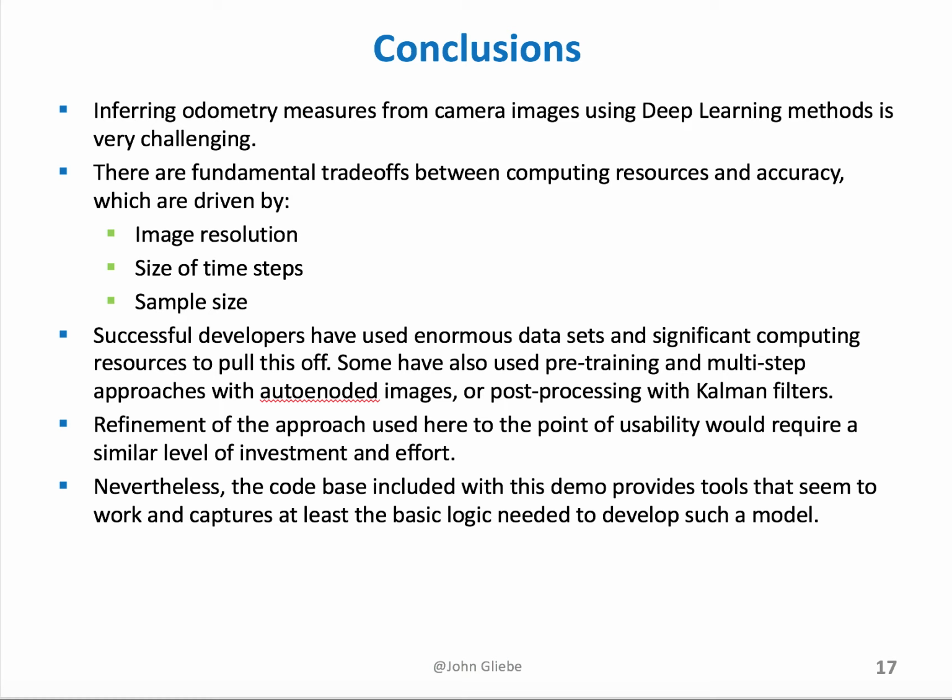All right, so in conclusion, inferring odometry measures from camera images using deep learning methods is very challenging. Other people have done it successfully, and so I believe that I could too, given enough data and computing resources. There are fundamental trade-offs between computing resources and accuracy, which are driven by image resolution, size of time steps, and sample size. Again, successful developers have used a lot more data than is used here.